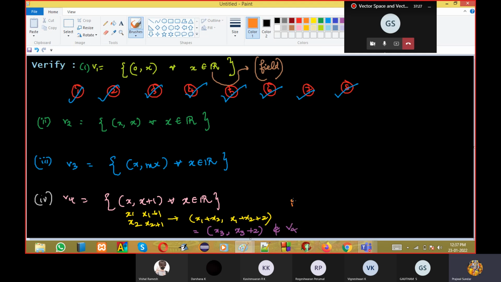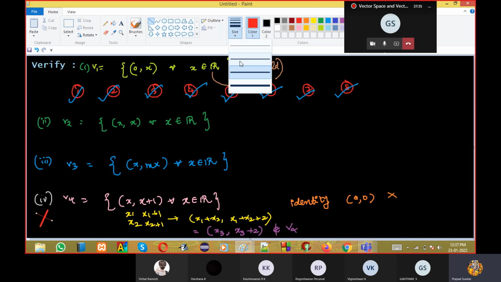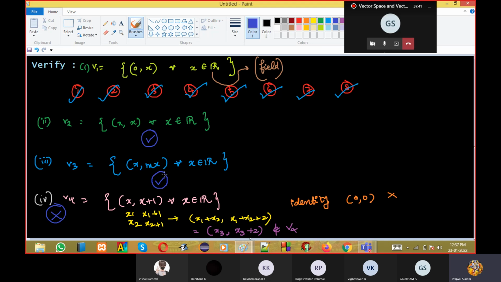So V4 is not a vector space. Or I can also say identity does not exist. So many properties are not there. So I can say this is not a vector space over the given field. The others will be vector spaces for sure. Okay. Now I'll give one observation.